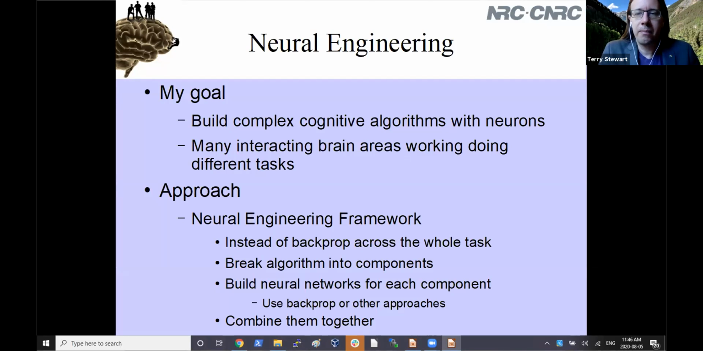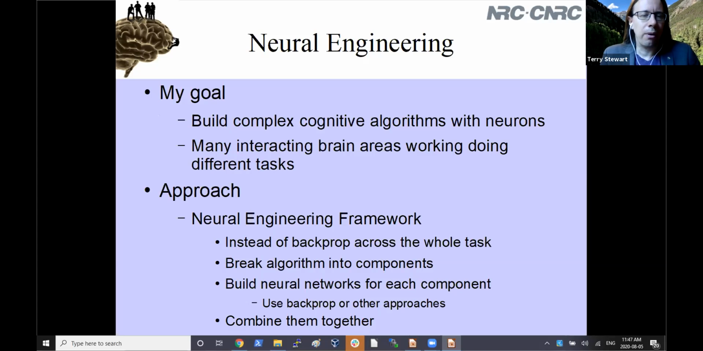So, hi, I'm Terry Stewart. I'm up in Canada, National Research Council, and I've been connected with University of Waterloo for a long time. My overall goal going into all my research is I'm trying to build large cognitive algorithms using neurons, in particular, also using things like basal ganglia, as Andrea was pointing out. And I'm really much focused on systems where there's lots of different brain areas trying to interact together, trying to do different tasks, mostly because, well, that is how brains work. There's lots of different parts interacting together.